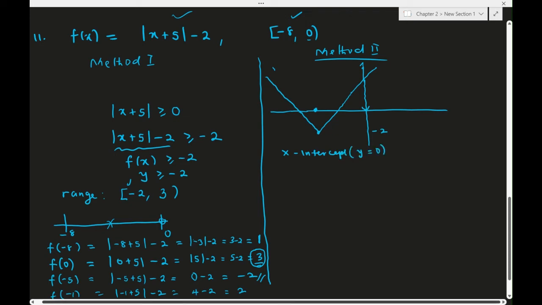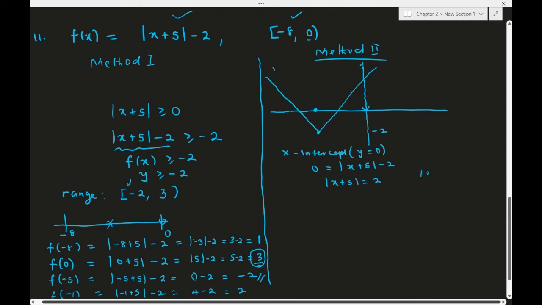X-intercept means y is equal to what? 0. So if you put y equals 0 into the function, you will get 0 is equal to the absolute value of x plus 5 minus 2. And this means that, if you transfer 2 to this side, x plus 5 is equal to 2. And now this is an absolute value equation which we can solve.